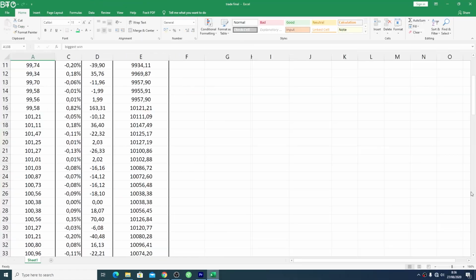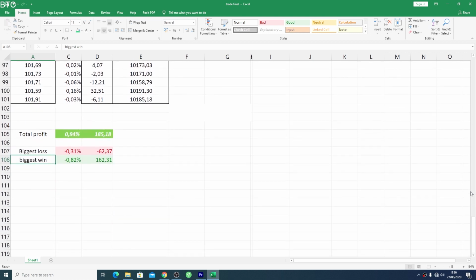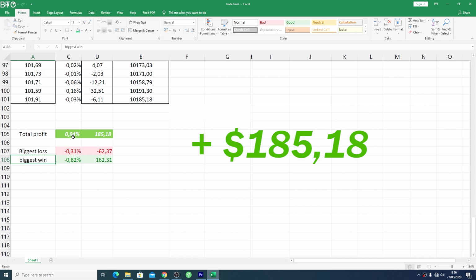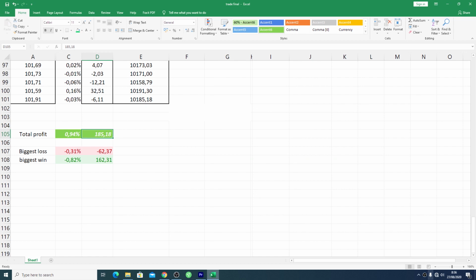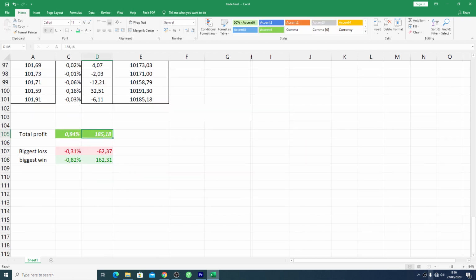So after testing the Ichimoku plus Parabolic SAR strategy 100 times, here are the results. We made a total of $185.18, or about 94 pips using this strategy. But despite profiting, we managed to receive only a 35% win rate. Our biggest single trade win was $163 or about 82 pips, which is almost as much as our total profit, so we kinda got lucky there. Our biggest single trade loss was $62.36, which was 31 pips.